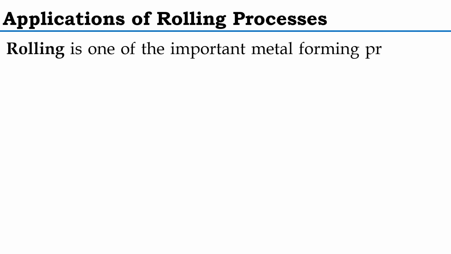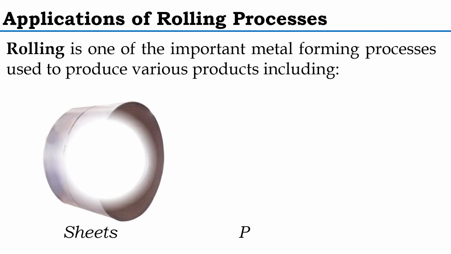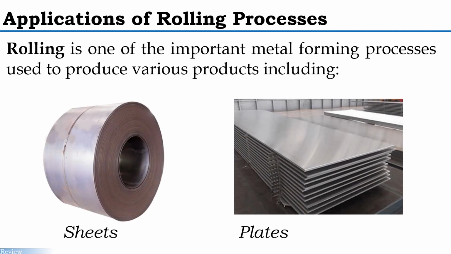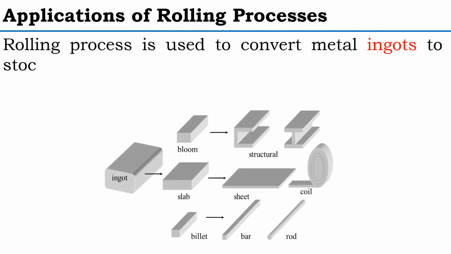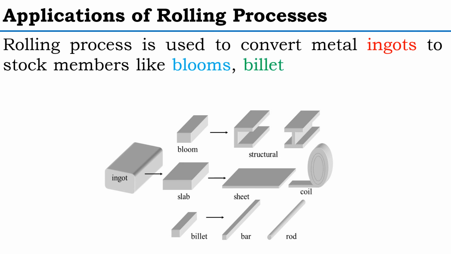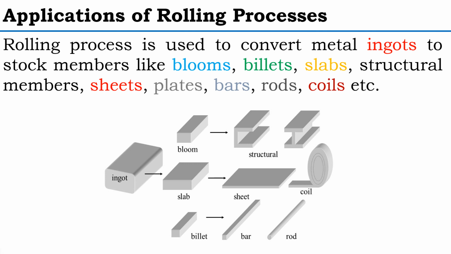Applications of rolling process. Rolling is one of the important metal forming processes used to produce various products including sheets and plates. Rolling process is used to convert metal ingots to stock members like blooms, billets, slabs, structural members, sheets, plates, bars, rods, coils, etc.